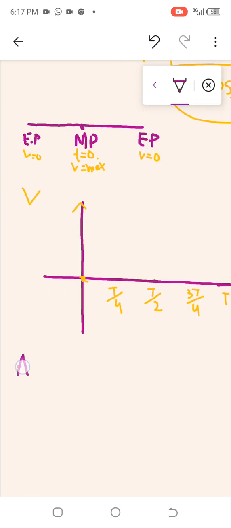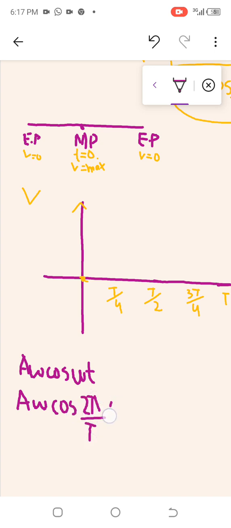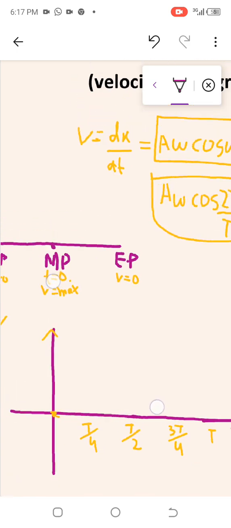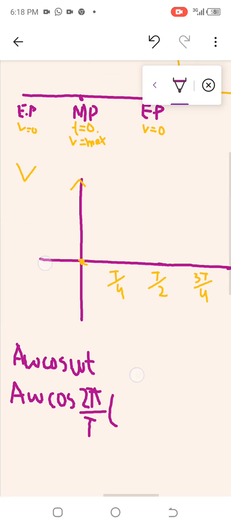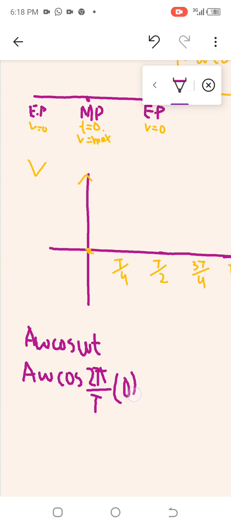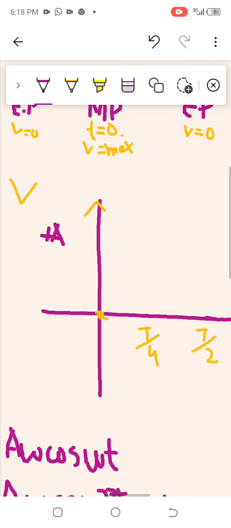As we put in A omega cos 2 pi by T into t, here you can see the time is 0, so we put 0. T cancels, and cos 0 will be equal to 1. This means it will be positive A omega. So our graph will start like this, here.